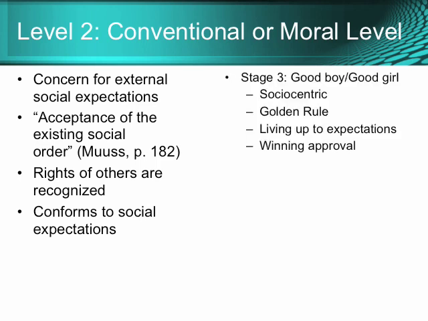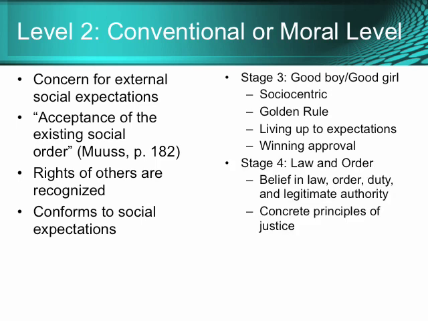Stage 3 is the good boy, good girl stage. So they become conscious of others, or more sociocentric. They would observe the golden rule: do unto others as you would have them do unto you. They want to live up to expectations of others and win approval. And then stage 4 is law and order. So there's a belief in law, order, duty, and legitimate authority, and a belief in concrete principles of justice, a sense of fairness.